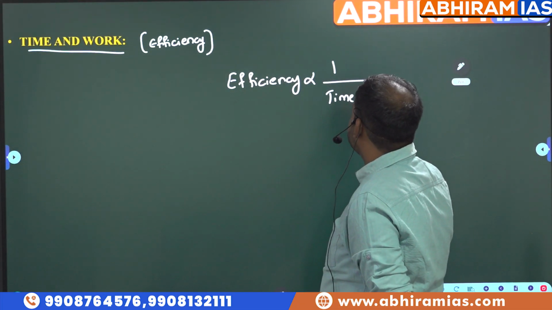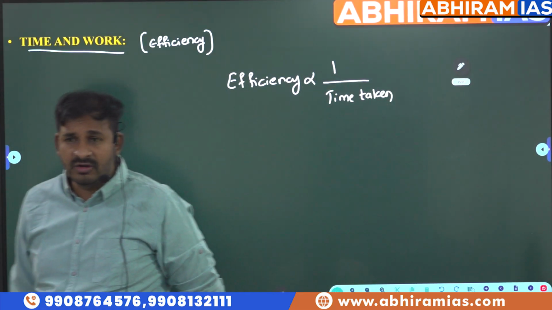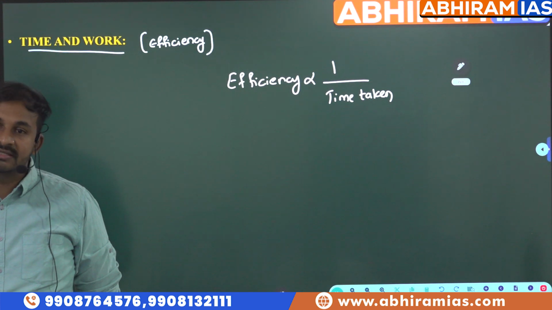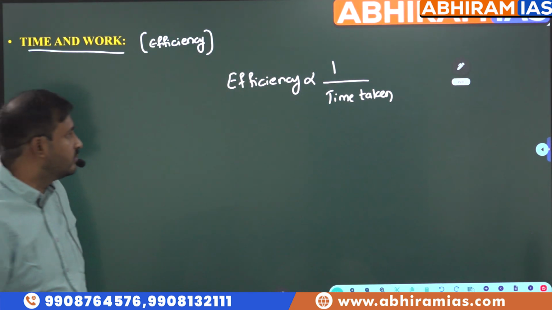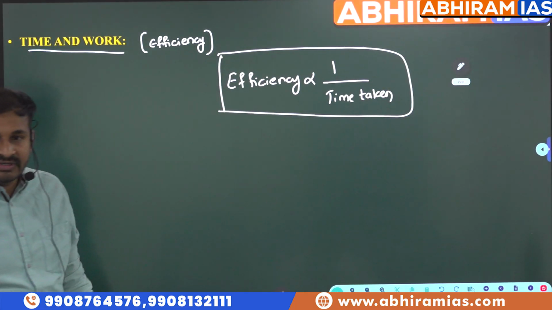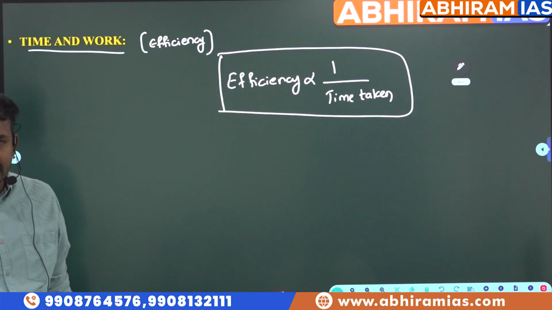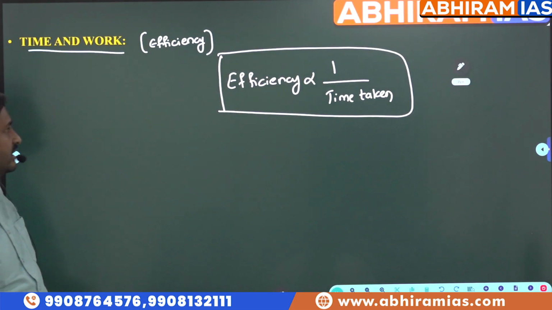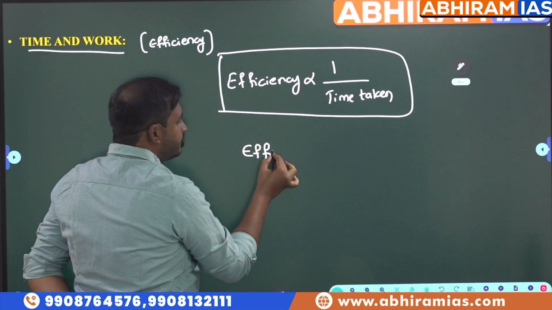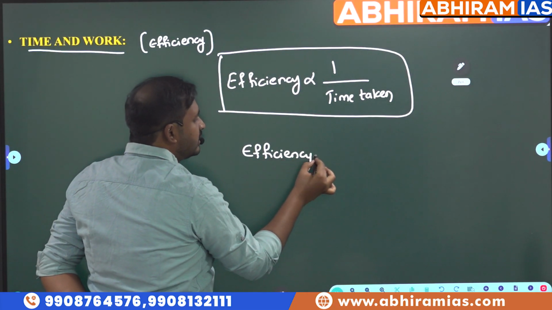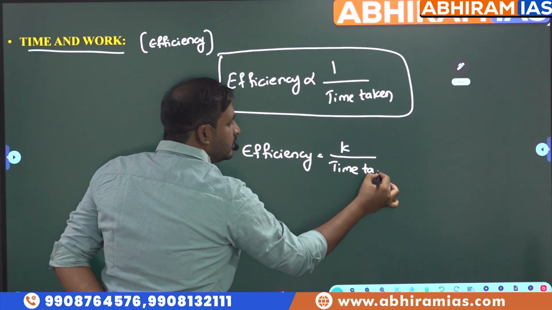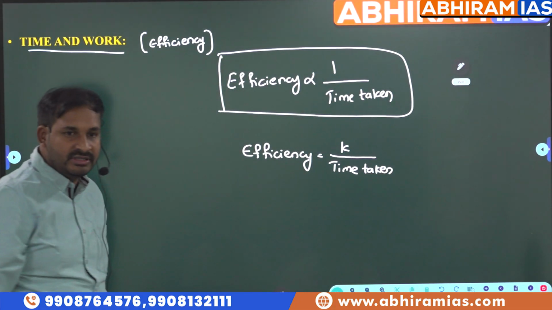That means if a person has more efficiency, he will take less time to finish the job, and if a person has less efficiency, he takes more time to finish a job. So that is the relation between efficiency and time taken. Now in general, whenever we have a proportionality symbol, what do we do? We multiply it with a constant, just to remove that proportionality symbol.